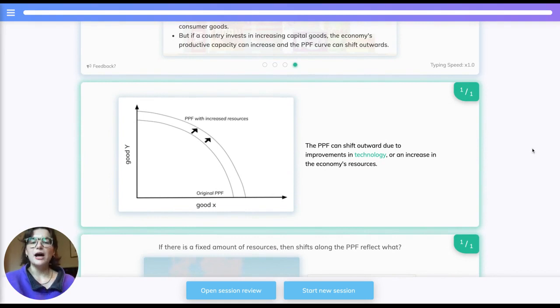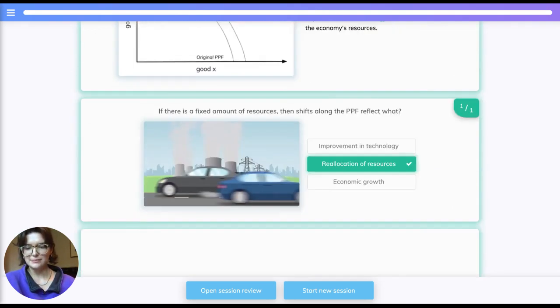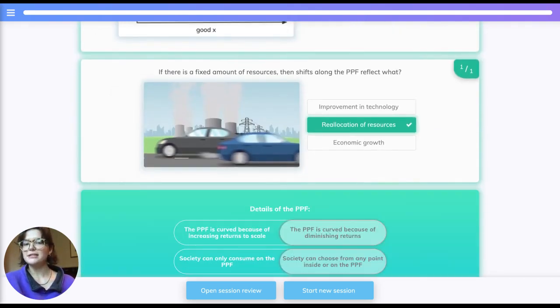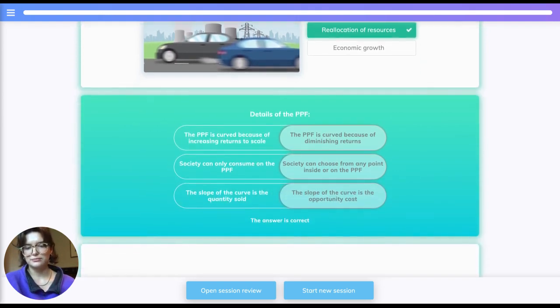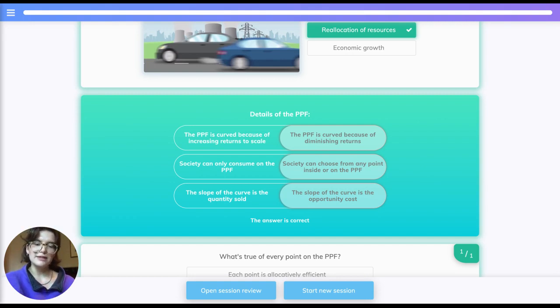So, recapping what we've covered, the PPF curve can shift outwards due to improvements in technology or an increase in the economy's resources. If there's a fixed amount of resources, then shifts along the PPF curve reflect the reallocation of resources. And if we go back to the beginning about the elements of the PPF curve itself, we know it's curved because of the law of diminishing returns. We know that society can choose from any point inside or on the PPF curve, and that the slope of the curve itself represents opportunity cost.